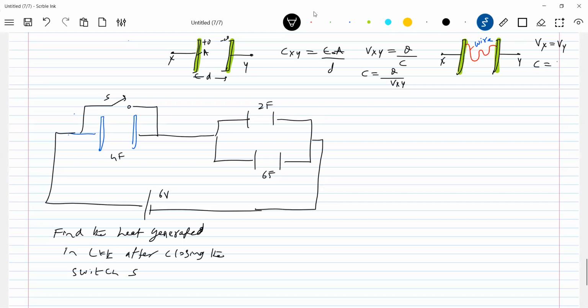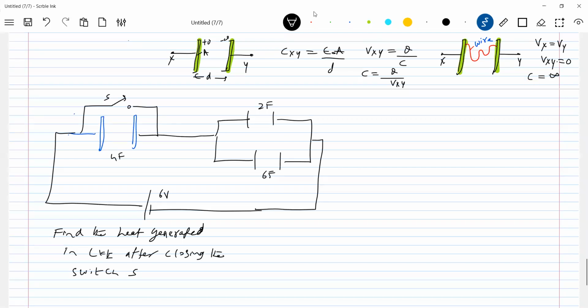Then capacitance, if Vxy is 0, Vxy will be 0. They're joined by a wire, no? And conductor must be equipotential. So therefore the capacitance will become infinity, no? The capacitance will become infinity.